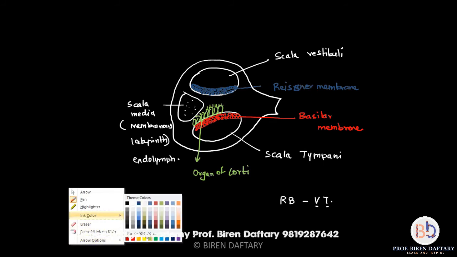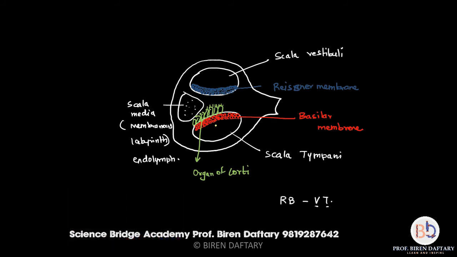Okay, now between the basilar membrane and the organ of Corti, the afferent nerve fibers pass. So these fibers also help in conduction of sound waves.